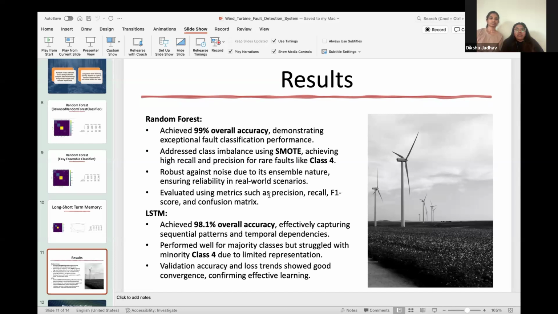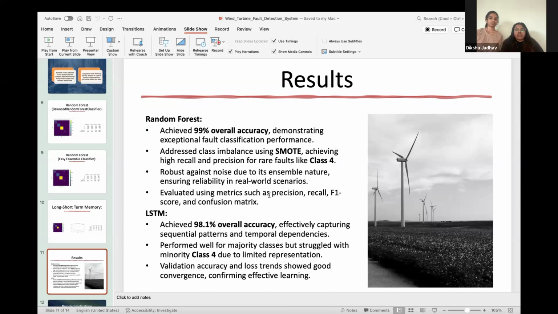I can give you one example related to this. For example, class 4 faults, which are the rarest but most critical, were accurately predicted in most of the cases, like in 97% of the cases, using the random forest classifier.